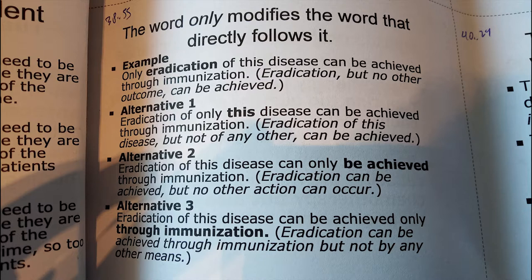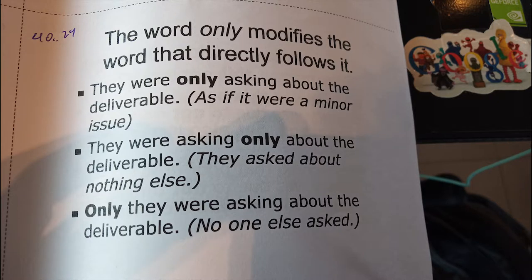Be very careful with the placement of only and almost and even, because those words will radically change your sentence. And try to remember to put your word right in front of the word it modifies. And then your reader will know exactly what you mean. They were only asking about the deliverable. They were asking only about the deliverable. Only they were asking about the deliverable. Again, three different meanings depending on where we place the word only.